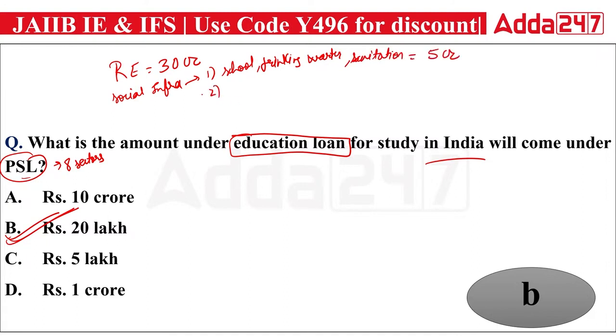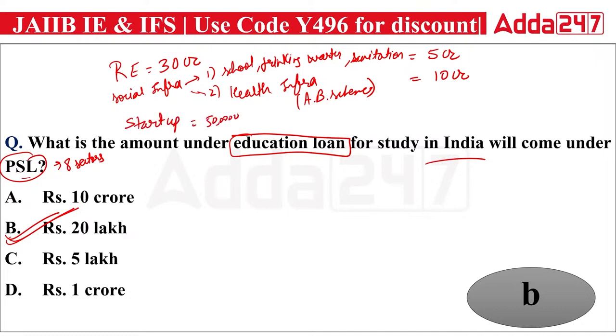The second social infrastructure we're talking about is health infrastructure, which will be created under the Ayushman Bharat scheme, and the amount defined here is 10 crores. Apart from that, startups can also take loans under the PSL now. These are the individual targets that have been given under the PSL, apart from the target and sub-targets that have been given to the bank.